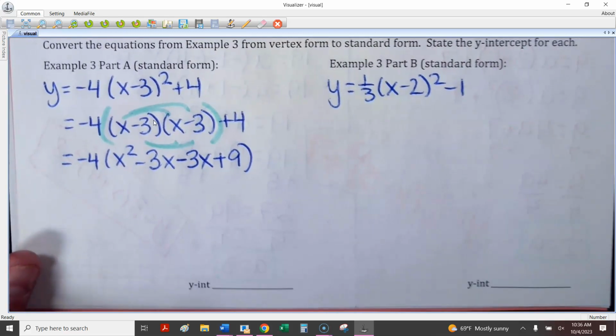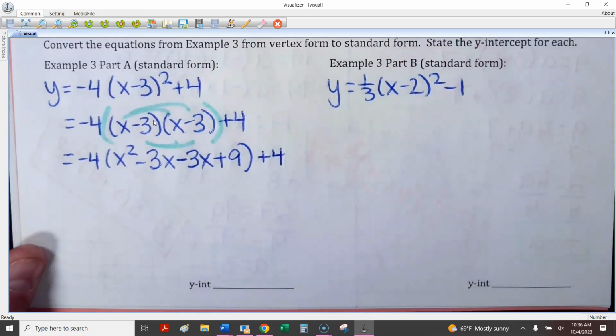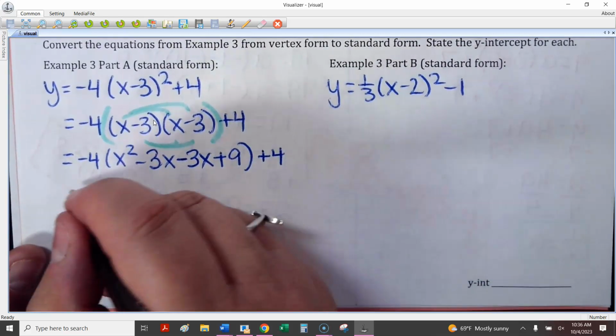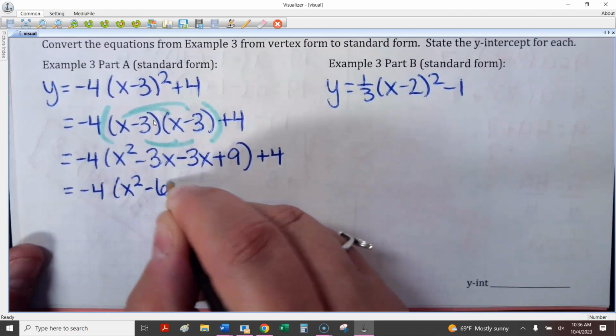Now, this is important too. That 4 that was part of the vertex does not get multiplied by the a value, so make sure you do not distribute that -4 over here. You just want to distribute to what you FOILed out or use the box to multiply.